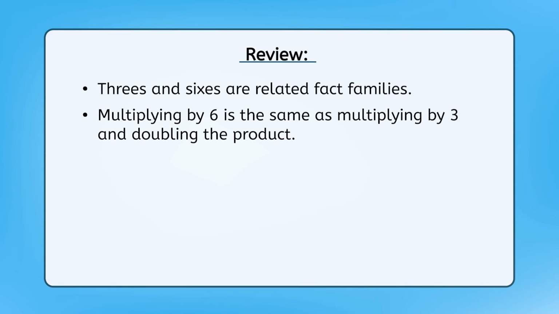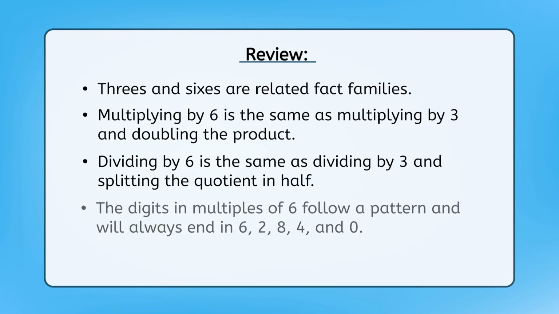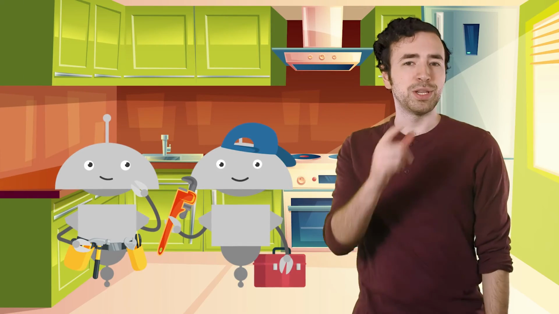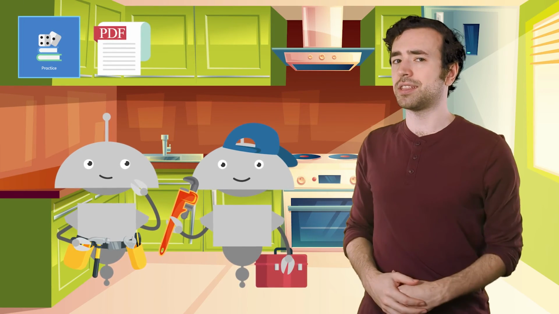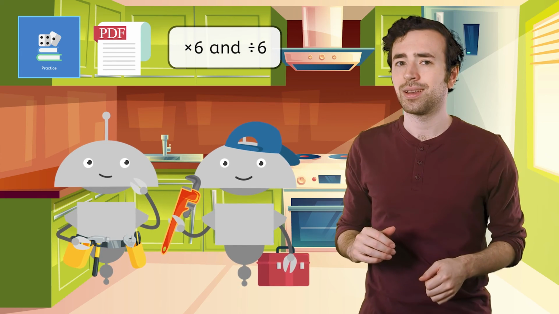Multiplying by 6 is the same as multiplying by 3 and doubling the product, while dividing by 6 is the same as dividing by 3 and splitting the quotient in half. You also know that the digits in the ones place of multiples of 6 follow a predictable pattern and will always end in 6, 2, 8, 4, and 0. This pattern can help us identify the correct answer and check our work. Be sure to complete the practice questions and extension activities that go with this lesson to practice multiplying and dividing by 6.